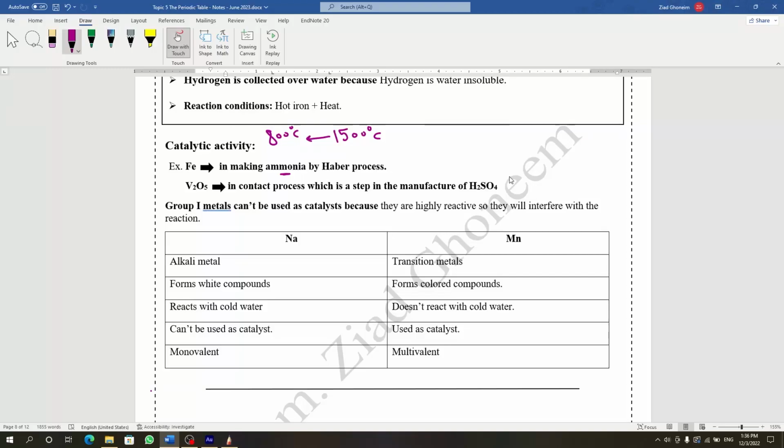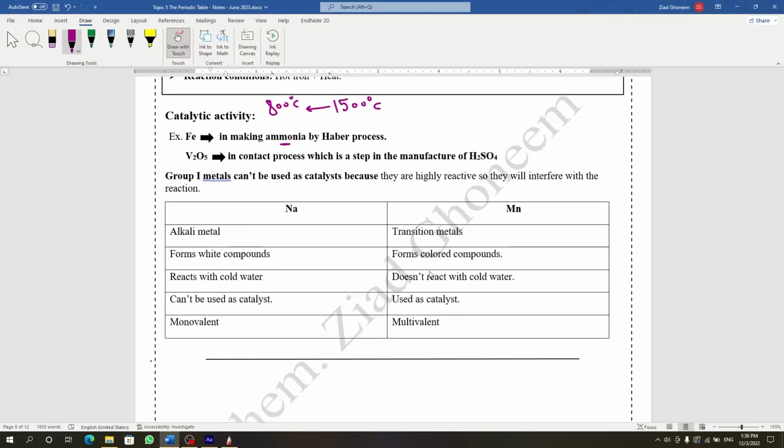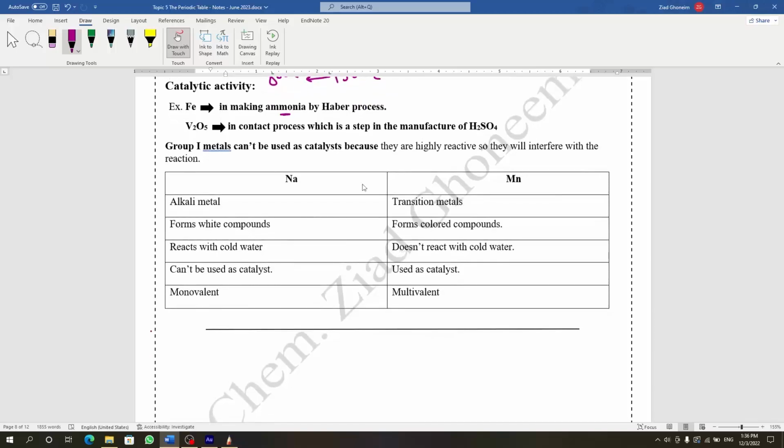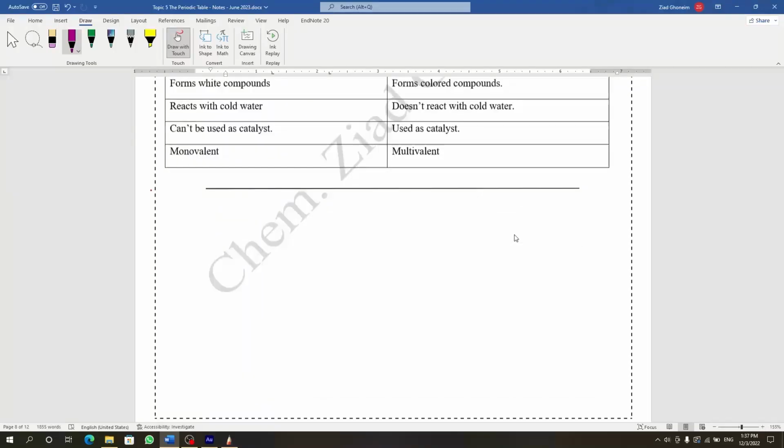And one very important condition in catalysts is that they do not interfere with the reaction products. All they do is just lower the energy required for the reaction to happen. Alright, they do not participate in the chemical reaction. And that's why we do not use group 1 metals or alkali metals as catalysts, because they are very, very reactive. This is the comparison I was telling you about. This is a comparison in terms of chemical properties between an alkali metal, sodium, and a transition metal, manganese.